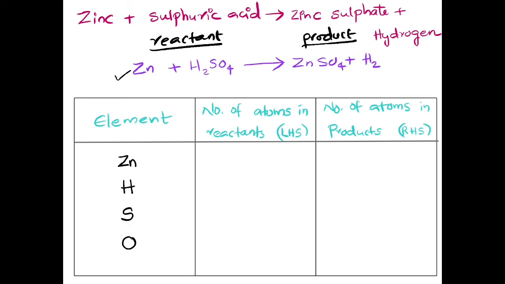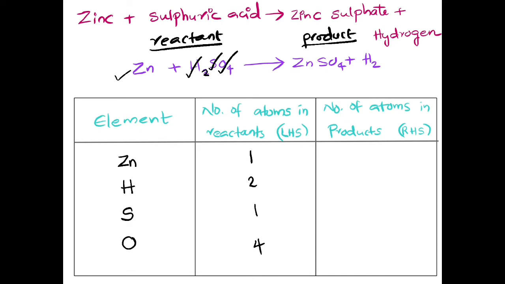So here zinc is 1. There is one atom of zinc, so we will be writing 1. There are 2 hydrogen atoms. You can see here there is 2. So there are 2 hydrogen atoms, so we will be writing 2. There is 1 sulfur and there are 4 oxygen. So this is the number of atoms in reactants.